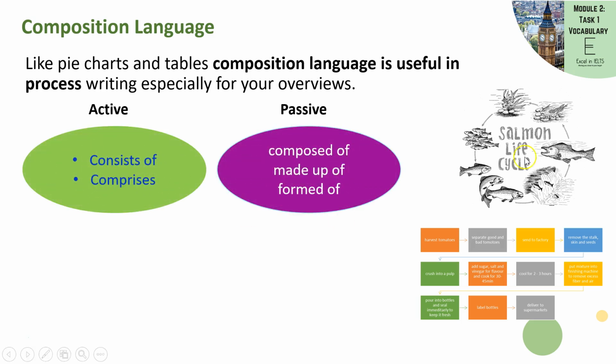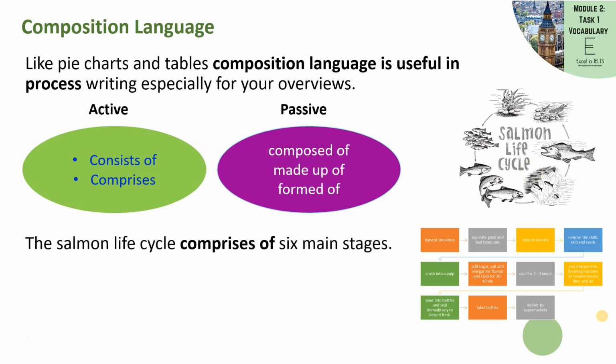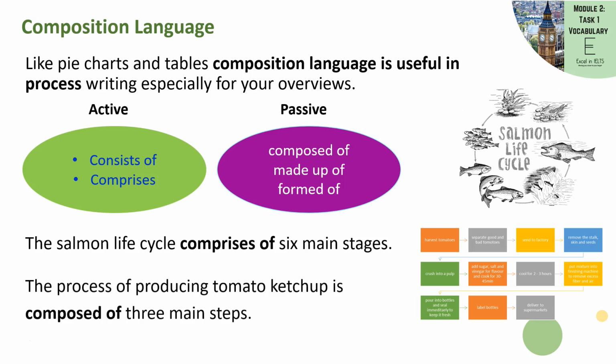So for the salmon life cycle, because this is a natural process, we use the active voice. So you would, for example, say the salmon life cycle comprises 6 main stages. So that would be your overview. Or for the man-made process, because it's man-made, you would use the passive voice, and you could say the process of producing tomato ketchup is composed of 3 main steps.